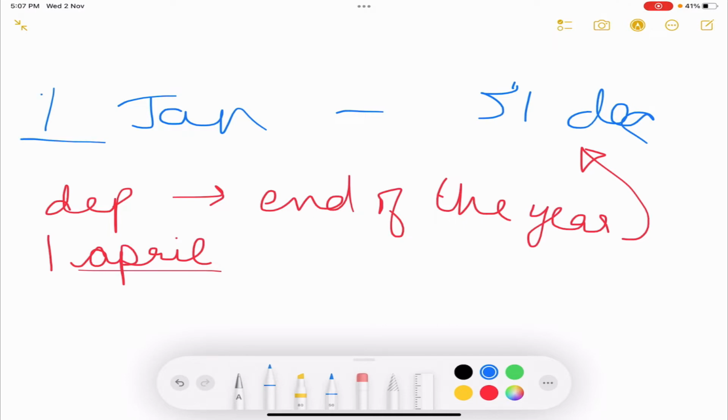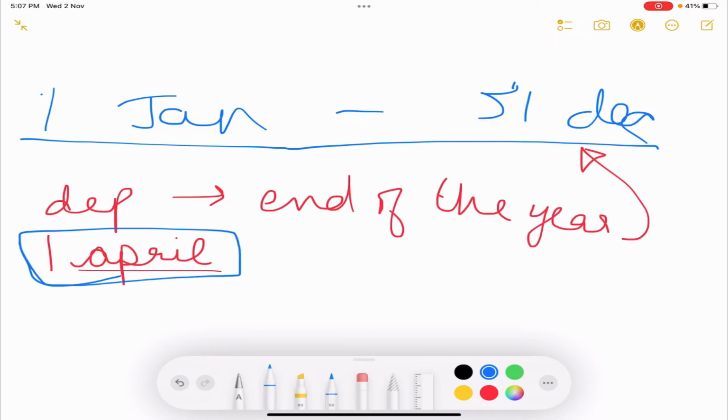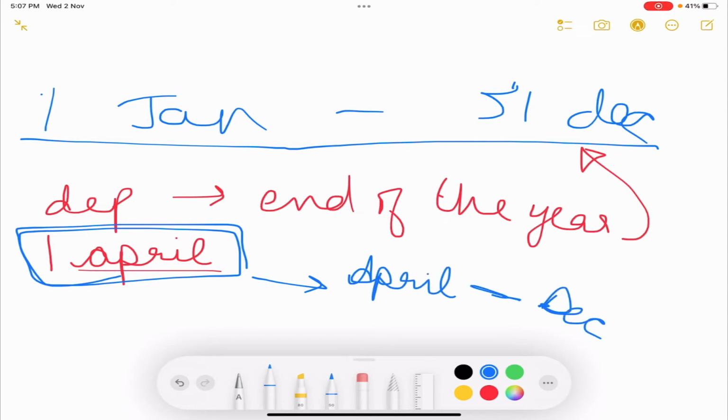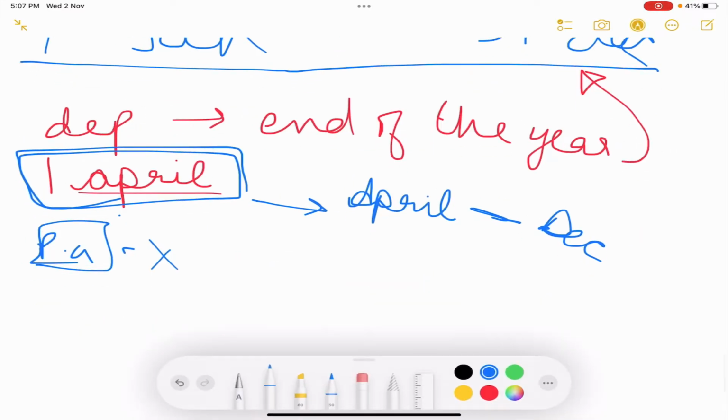See, from 1st Jan to 31st December, if I calculate the depreciation, it would be for the whole year, but the asset came into my business in April only, which means I have to actually calculate the depreciation from April to December only, right? But if I calculate on a per annum basis, then it will come for the entire year, which is not right. So what will I do in such a situation? You will prorata it.